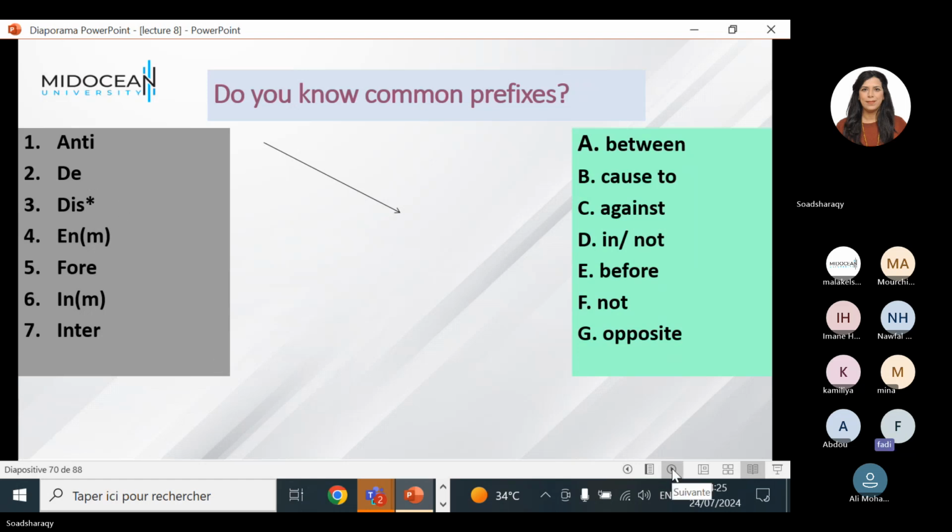Not. Opposite? Yes. Dislike, against. Okay, number 3. Dislike. Against. Number 4. And between.